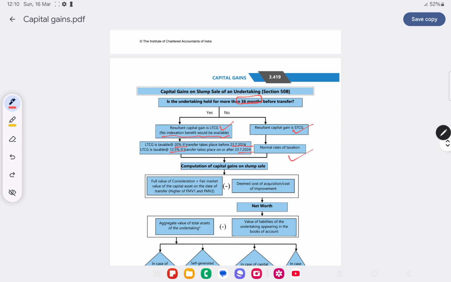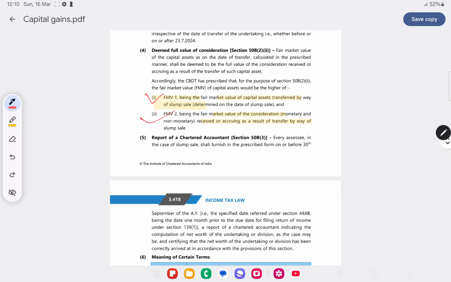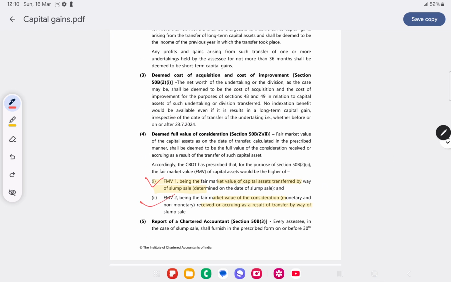Now how to compute capital gains? Generally it will be full value of consideration minus cost of acquisition. What will be the full value of consideration? It will be the higher of FMV1 and FMV2. What is FMV1 and what is FMV2? FMV1 is the fair market value of the capital assets transferred. Whatever assets are transferred, their fair market value will be FMV1. FMV2 is the fair market value of the consideration received by way of slump sale.